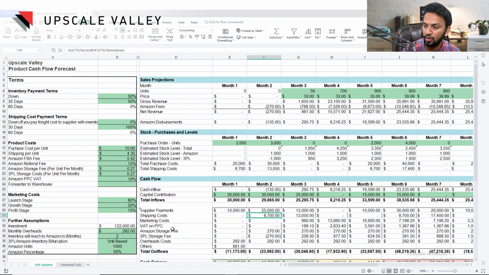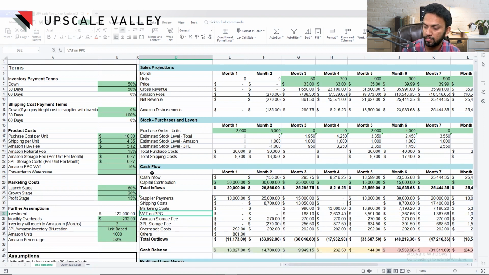So here is the VAT on PPC part. This is functional only for the UK guys or for the German market guys. And here is the Amazon storage fee, 3PL, the Amazon storage fee charges and the 3PL charges. Here are the overhead charges and then the other. So the above thing is the inflow and this thing is the outflow.